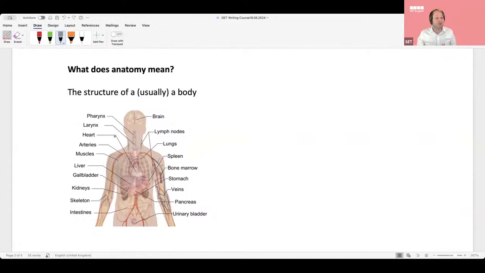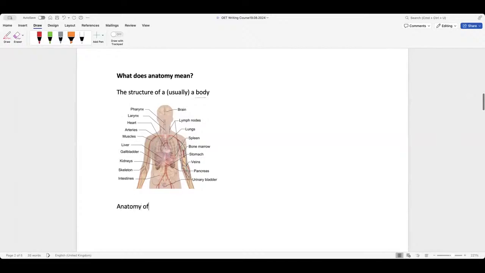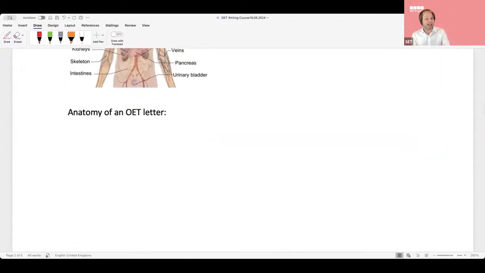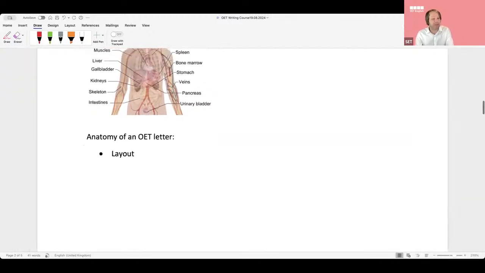But today I want to focus on not the anatomy of the body. What are we going to focus on today, guys? Anatomy of an OET letter. So what does that mean exactly? Well, the structure of the letter. The structure, but in OET, what structures do we look at? Format, yes, but actually, I'm going to say layout. So we're going to look at the layout of a letter.